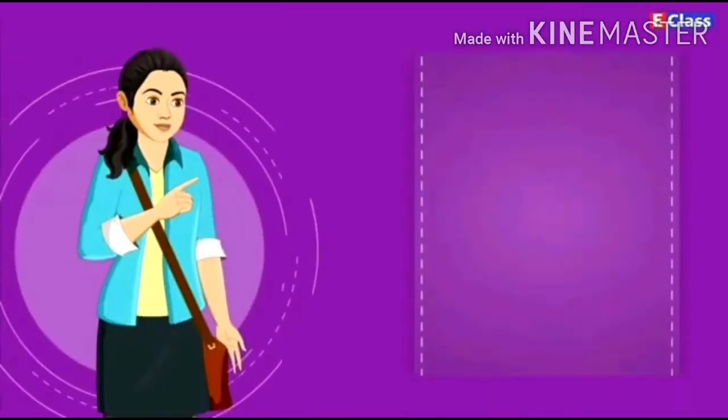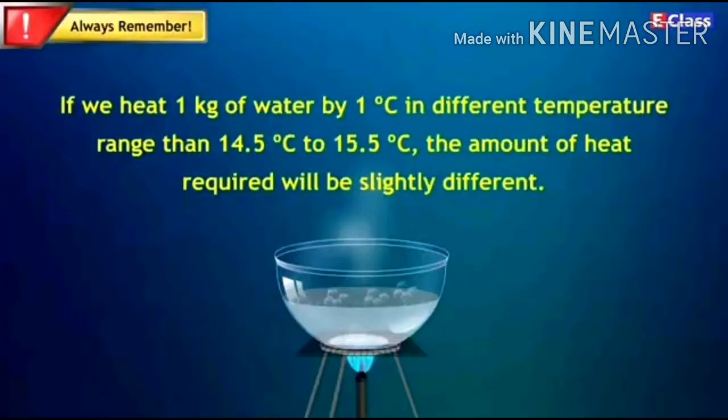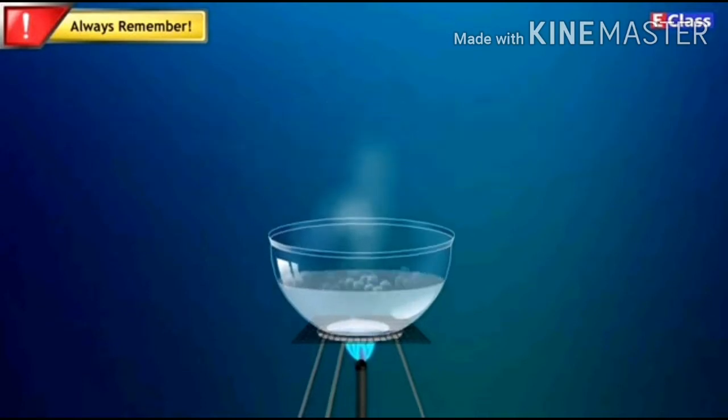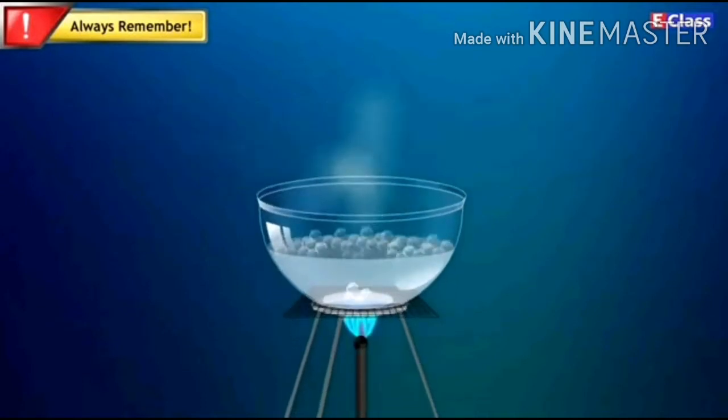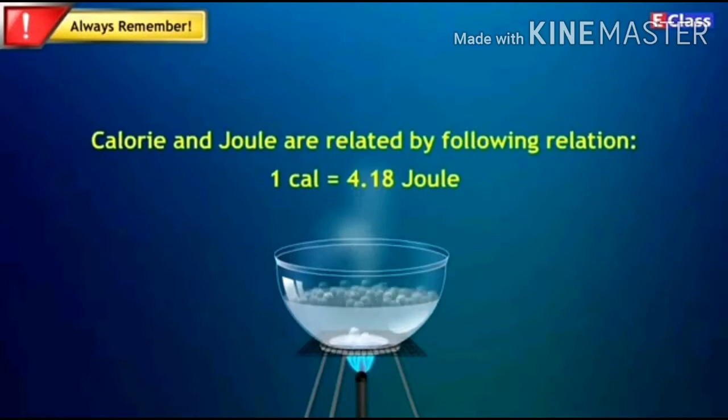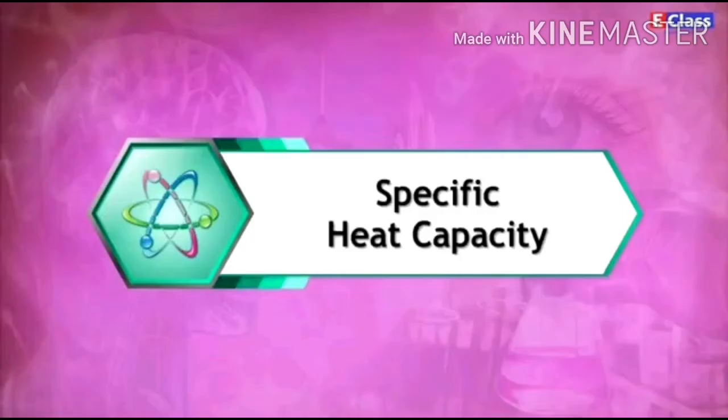Students, always remember, if we heat 1 kilogram of water by 1 degree Celsius in a different temperature range other than 14.5 to 15.5, the amount of heat required will be slightly different. Hence, it is essential to define a specific temperature range while defining the unit of heat, and that range is 14.5 degrees Celsius to 15.5 degrees Celsius. Calorie and joule are related by the following relation. 1 calorie is equal to 4.18 joule.